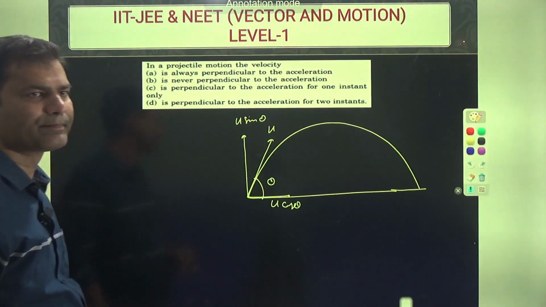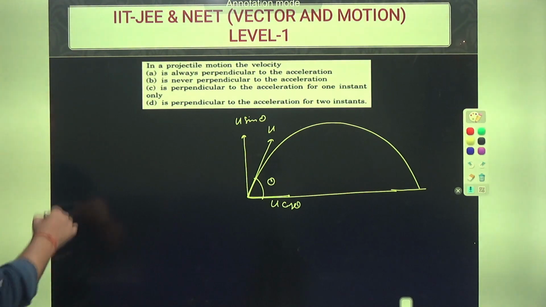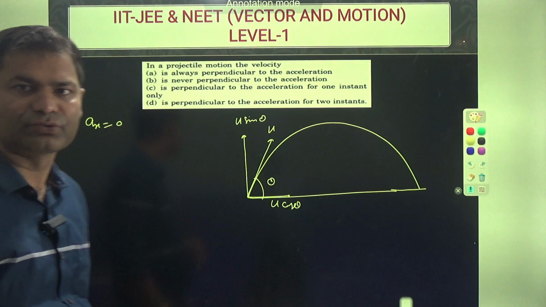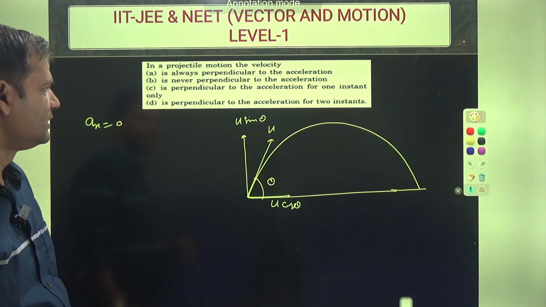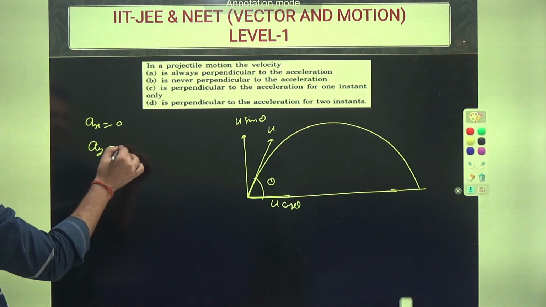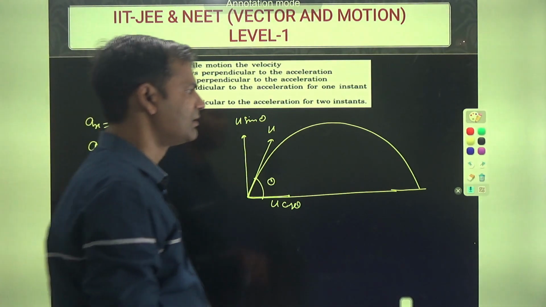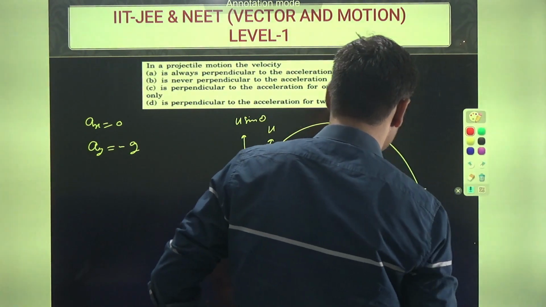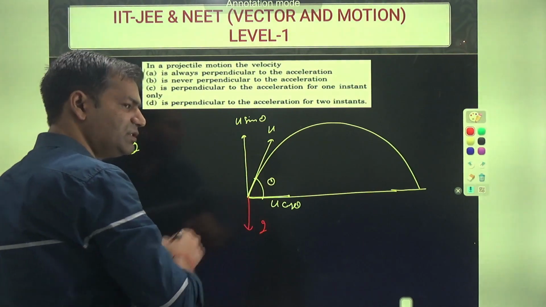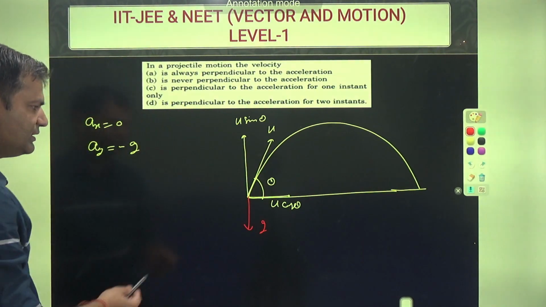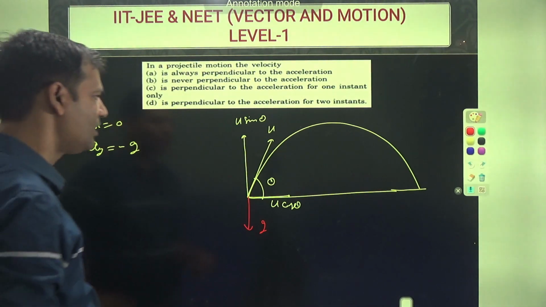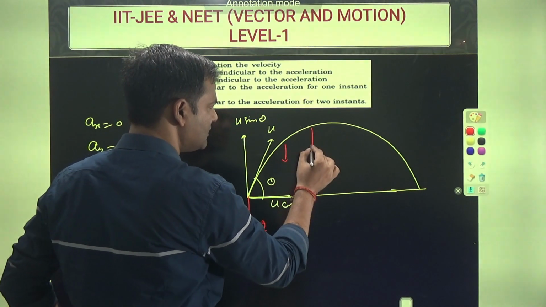Okay. If air resistance is 0, it means in the x direction the acceleration is 0. If air resistance is 0, Ax is 0. And what about Ay? That is minus g. Gravity g is always in the downward direction. So this one is opposite to this one. Okay, g is opposite to the initial velocity. It is always downward at all points.